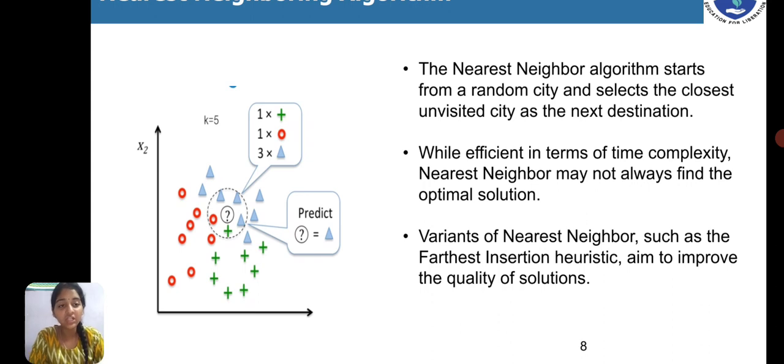And while efficient in terms of time complexity, nearest neighbor may not always find the optimal solution. So it is efficient in time complexity, but there is no guarantee to find the optimal solution every time. Variants of nearest neighbor such as the farthest insertion heuristic aim to improve the quality of solutions.